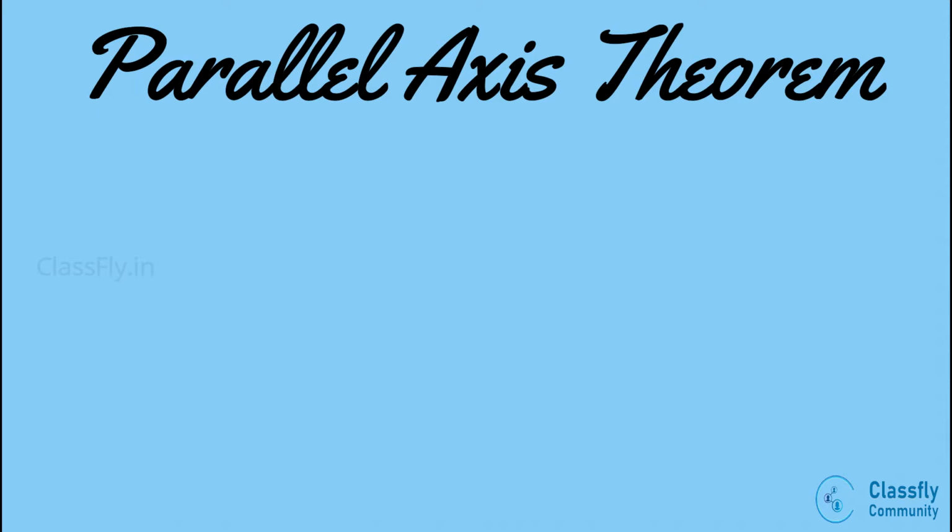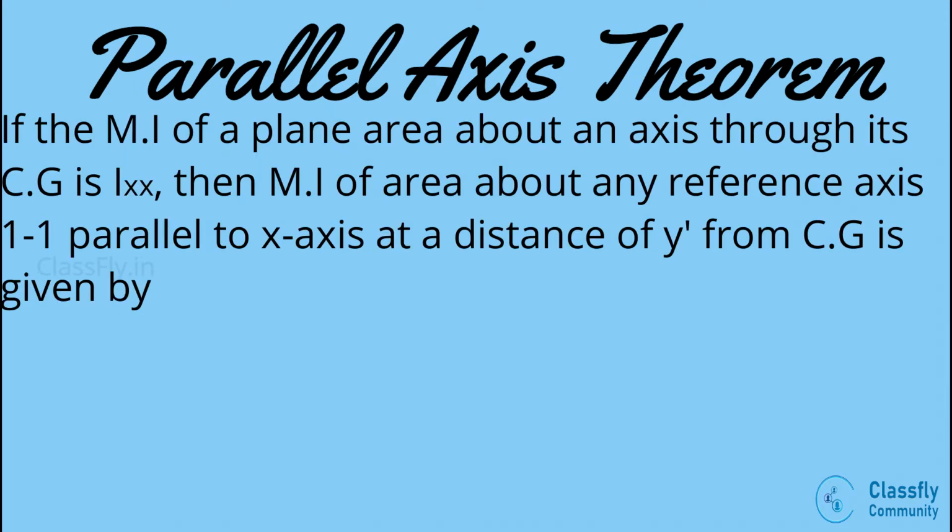Well, the theorem states that if the moment of inertia of a plane area about an axis through its center of gravity is denoted by Ixx, then the moment of inertia about any other reference axis, say 1-1, parallel to the x-axis and at a distance of y bar from the center of gravity, is given by I11 is equal to Ixx plus A into y bar square.